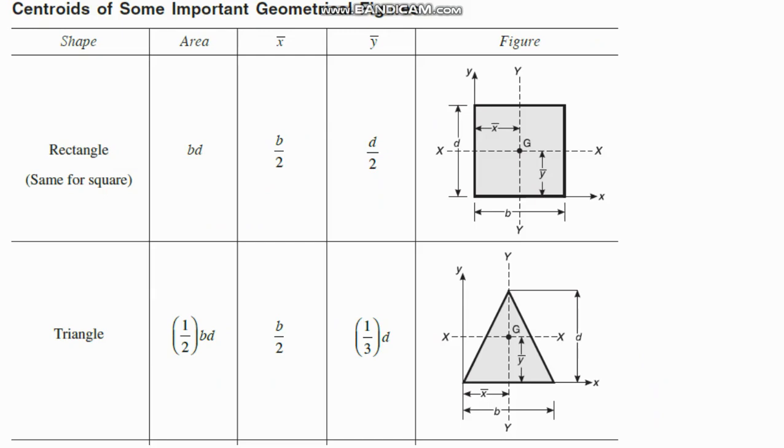Hello students, today I will discuss the centroid of some important figures. Okay, here let us take first a rectangle.